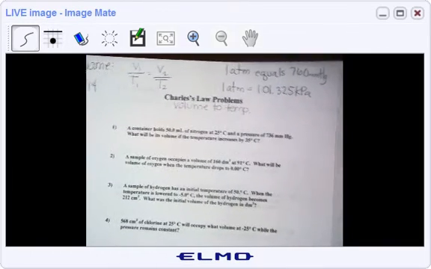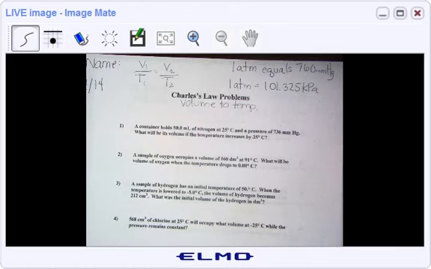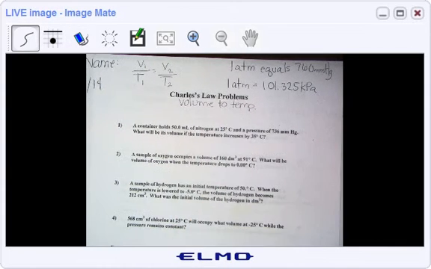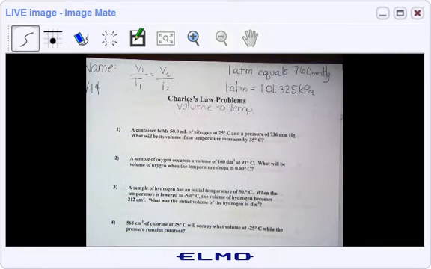Write down these formulas at the top. This one right here. And then write volume to temp. That's what Charles' law deals with, the two variables, volume and temperature.